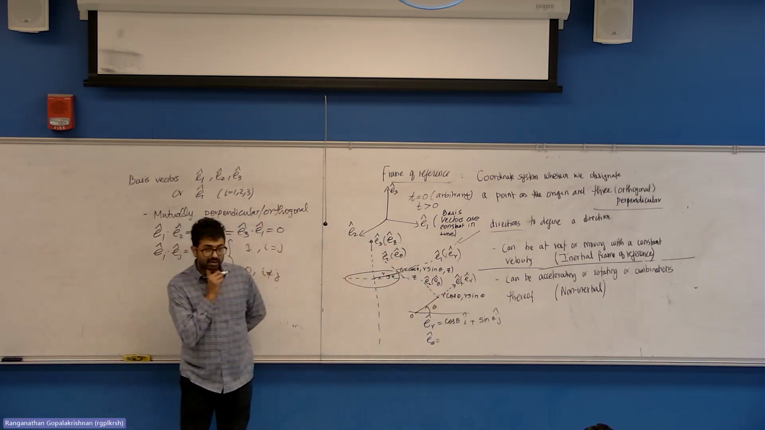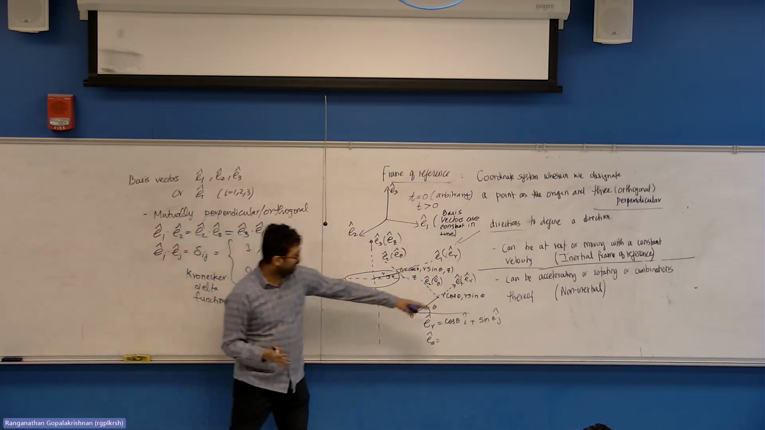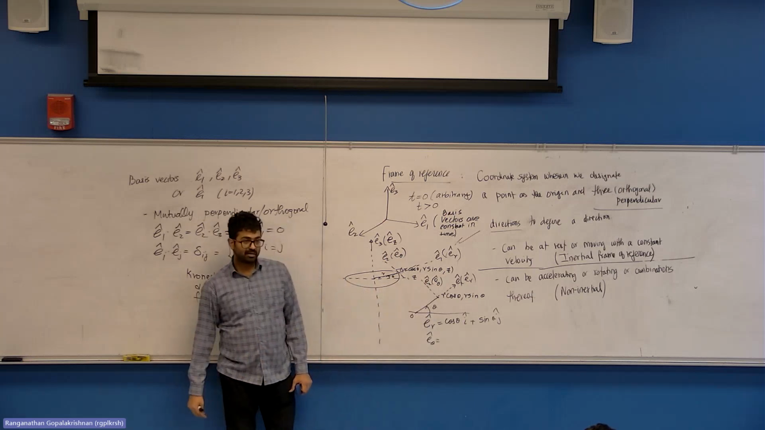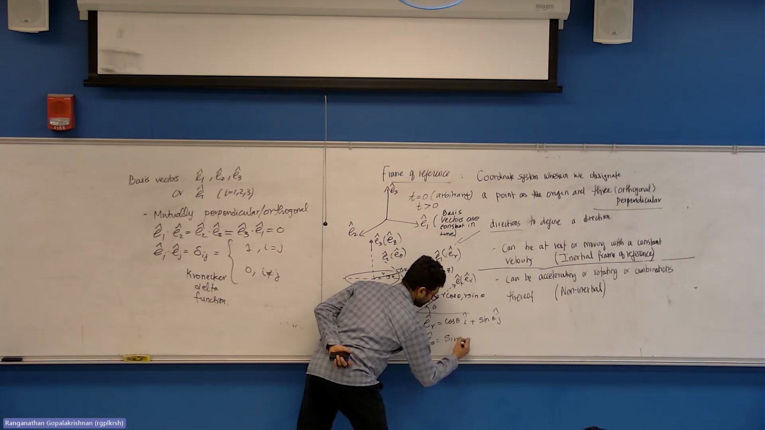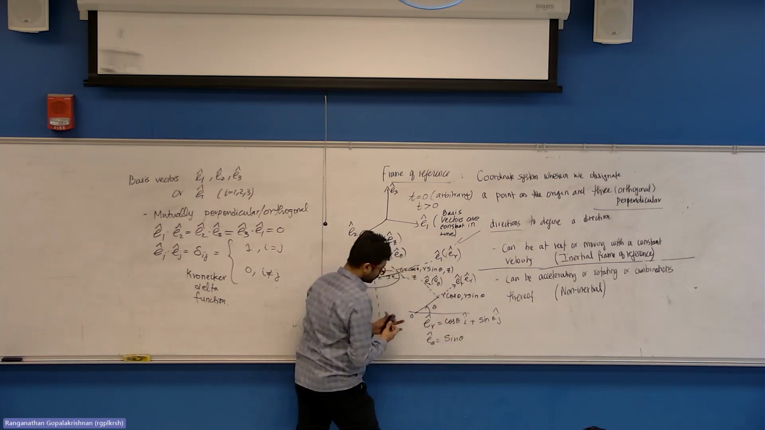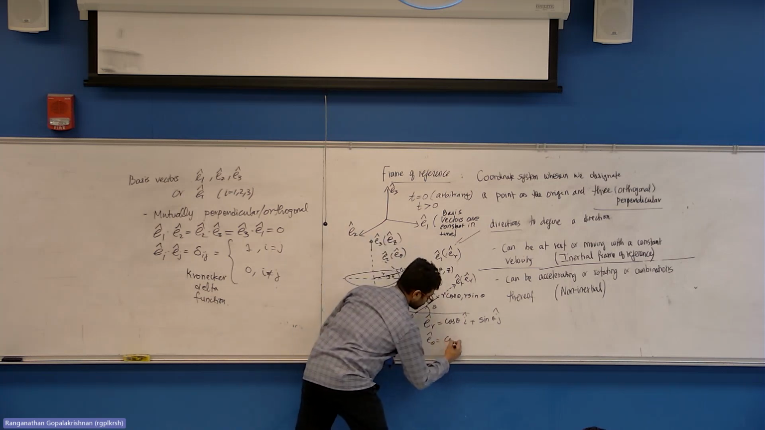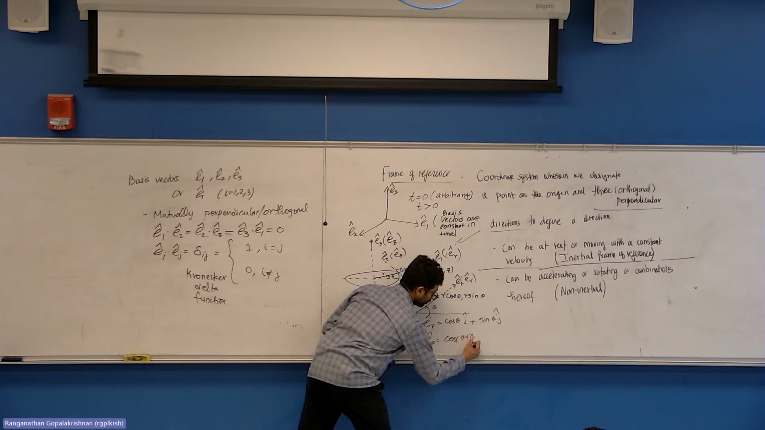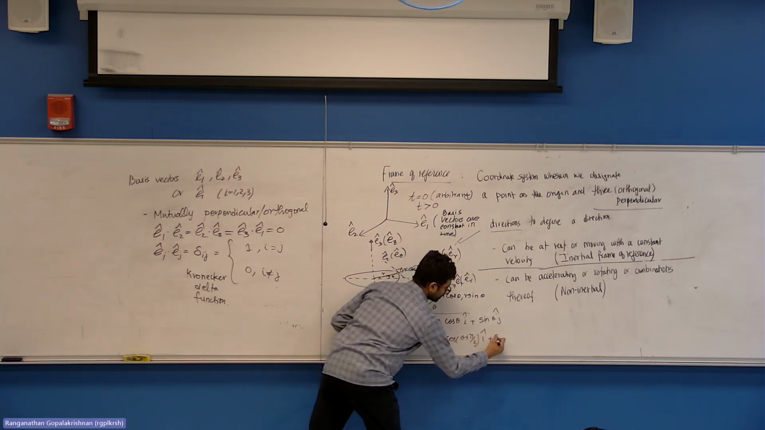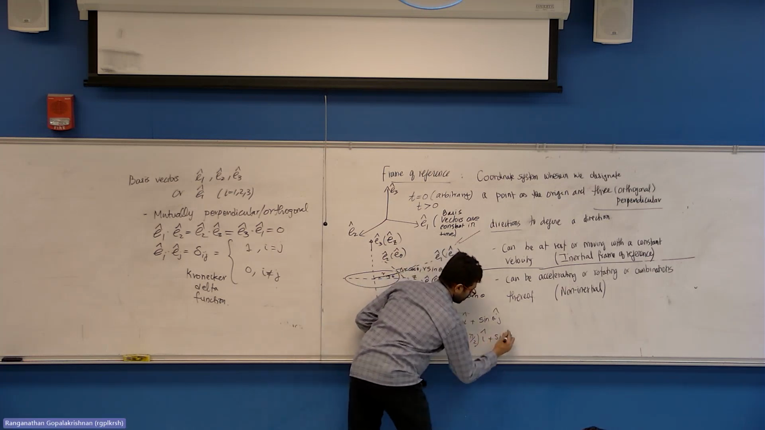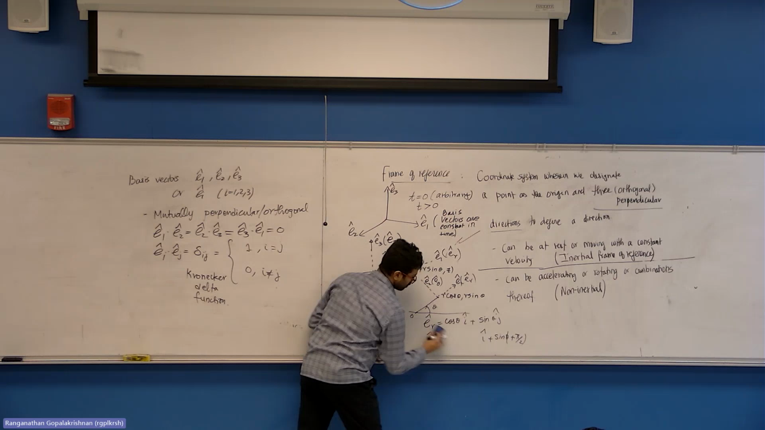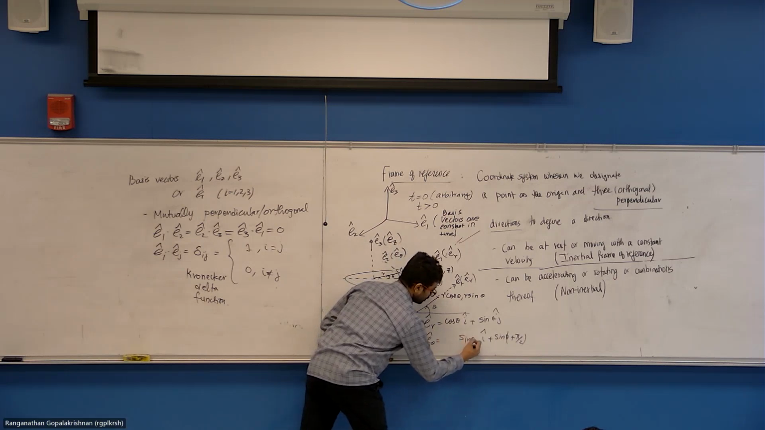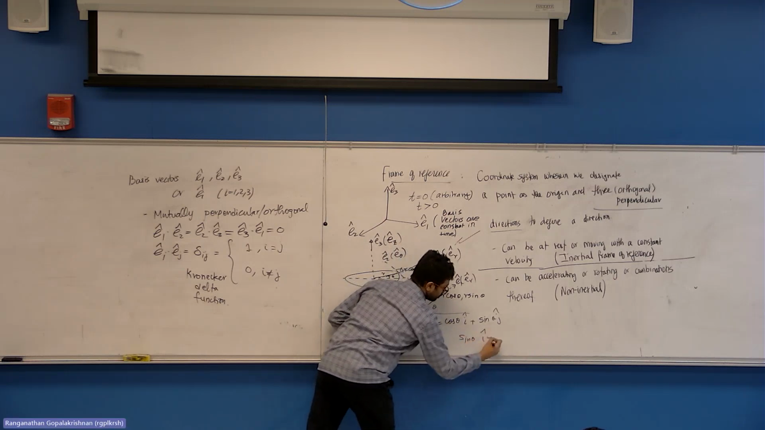What would E theta be? If you rotate this by 90 degrees, what are you going to do? Essentially I'm rotating it by 90 degrees, right? So cos of theta plus pi by 2, and sin of theta plus pi by 2. So this will be minus sin theta, and sin of theta plus pi by 2 is plus cos theta. So E theta is minus sin theta i cap plus cos theta j cap.